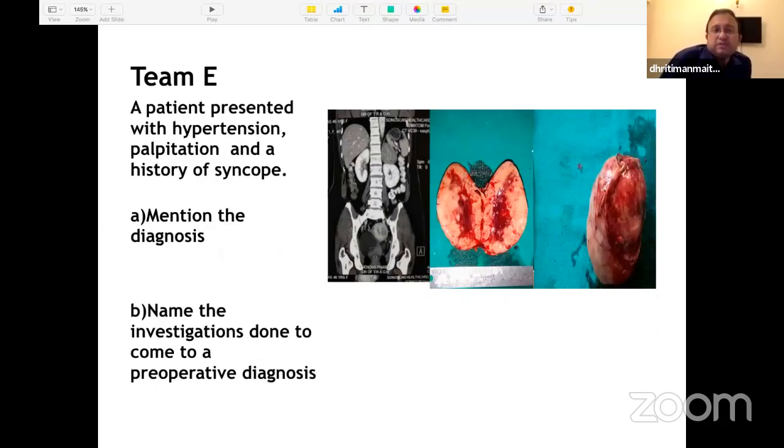Anyone wants to attempt? A patient presented with hypertension, palpitation, and a history of syncope. Mention the diagnosis from the image and the operative specimen. Name the investigations done to come to a diagnosis. Pheochromocytoma. Right. Left-sided pheochromocytoma. And this was there. So we have covered all the questions.